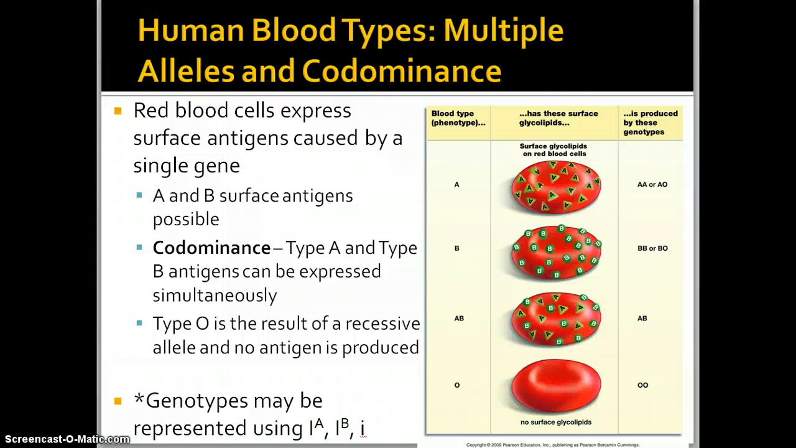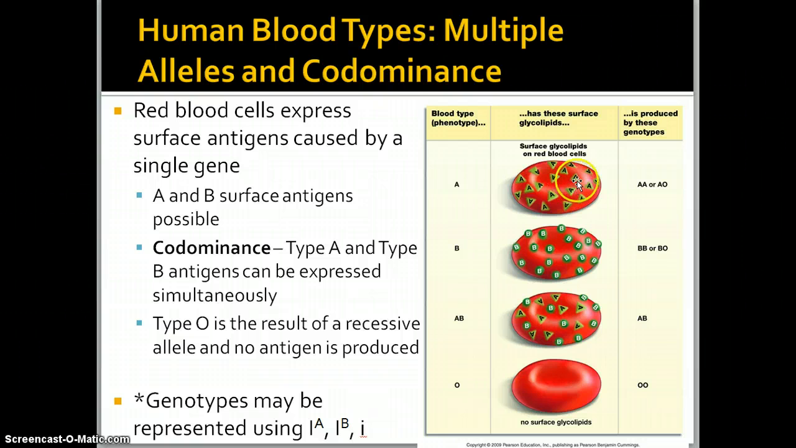The example of multiple alleles and codominance is also found in humans. So if you look here, you can see that red blood cells express surface antigens that are caused by a specific gene. So remember, antigens are just surface proteins. There is a gene for A antigens and a different form of that gene, a different allele, would produce B surface antigens.